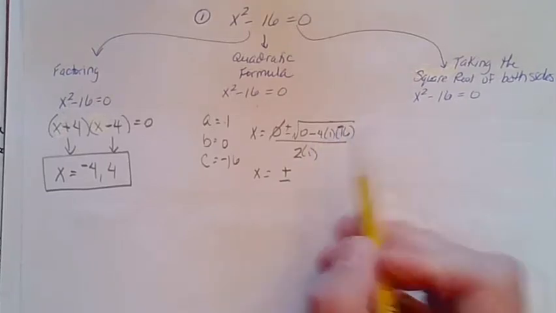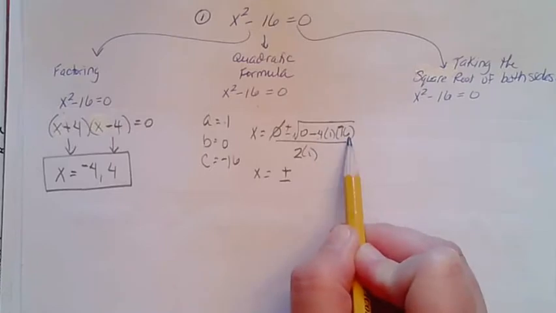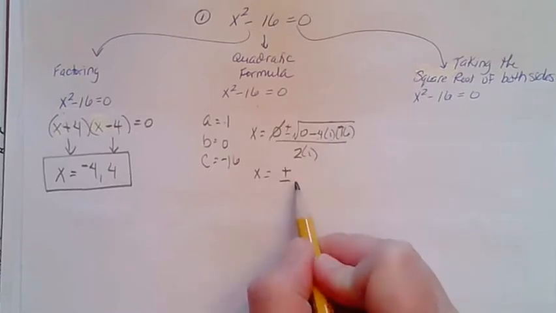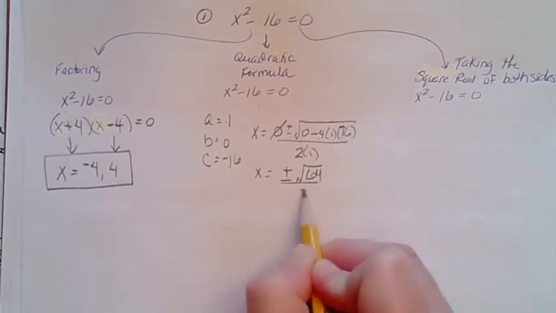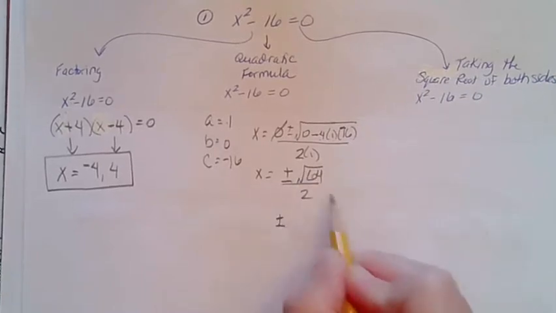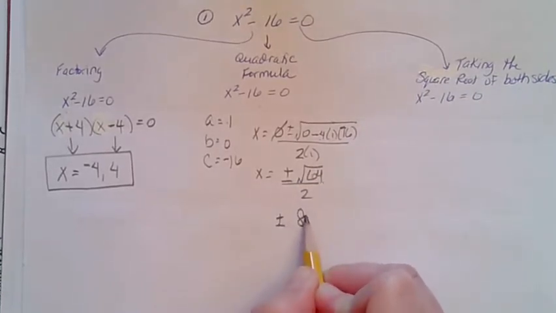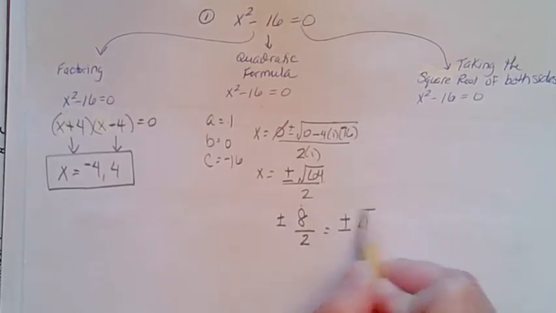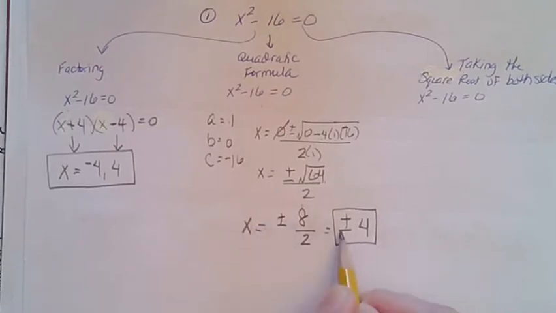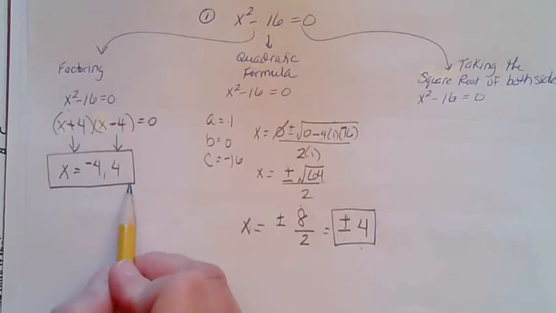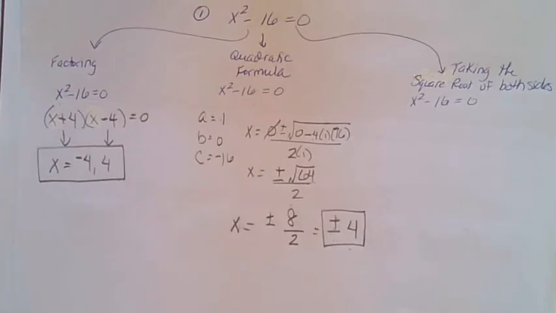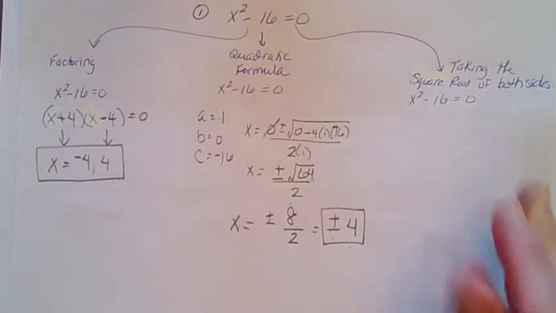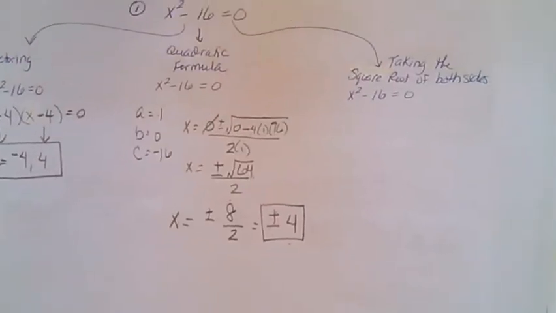Negative, this is a -16. Negative times a negative is positive, and 4 times 16 is 64. Times 1 is also 64, over 2. Plus and minus the square root of 64, by the way, is 8. 8 over 2 reduces to plus and minus 4. So positive and -4, which you can clump together like this, or you can break them up and write them separately.